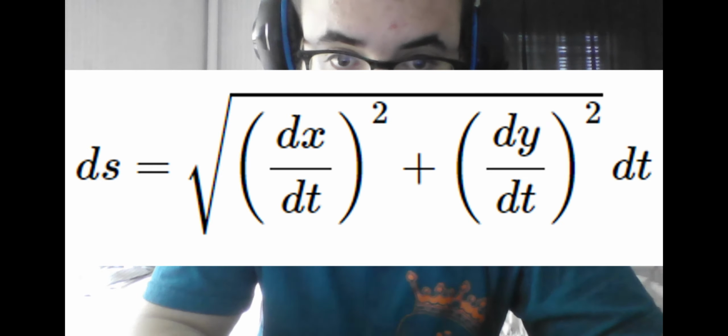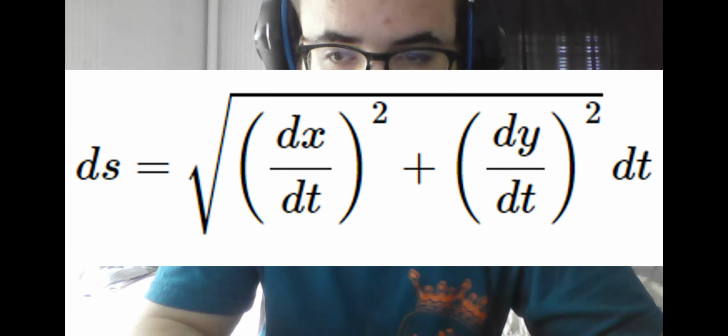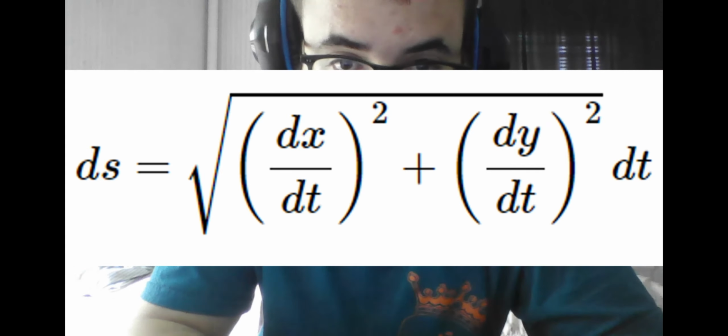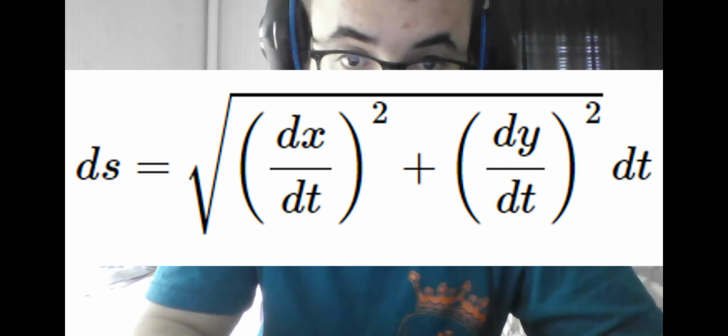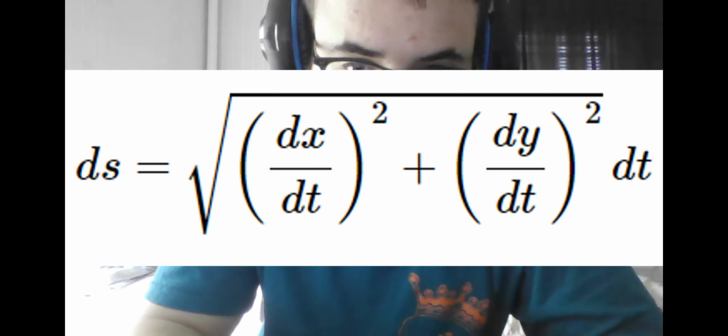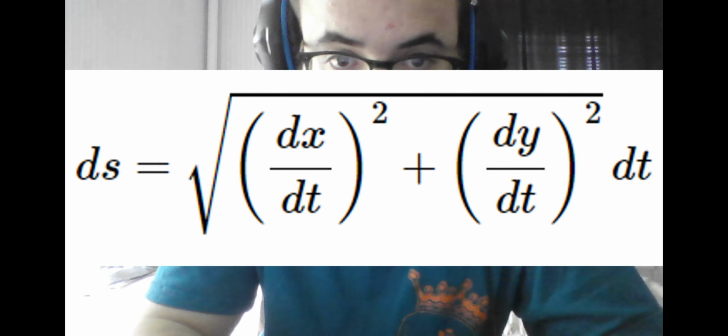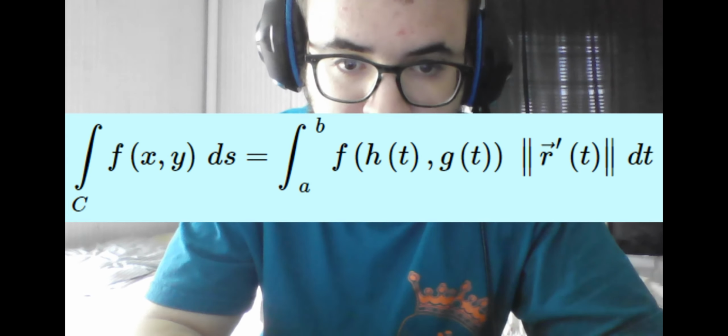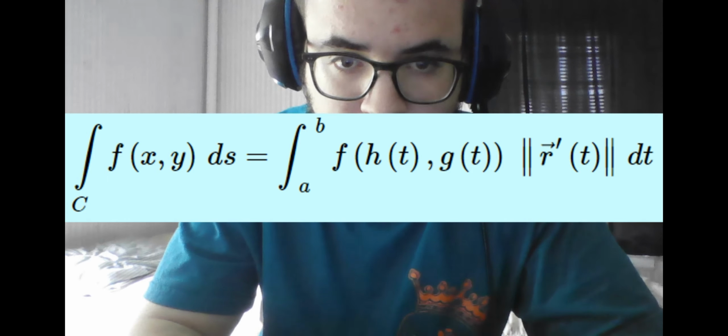This means we plug in this longhand form of change in arc length, and we next notice that the arc length is nothing more than the magnitude of the derivative. So we substitute this in and get the final answer for the formula to compute a line integral.